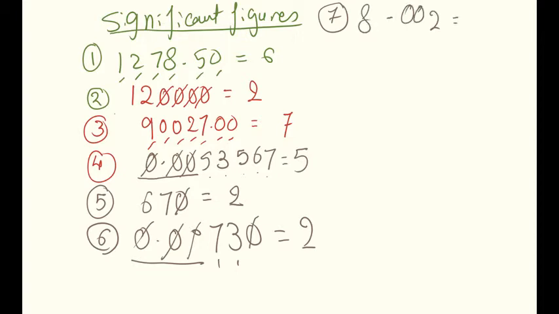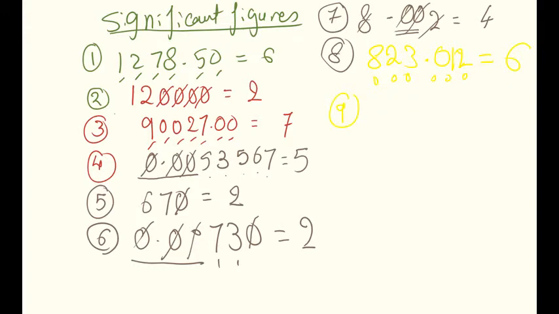Number 7: 8.002. All those numbers are significant because we have zeros between non-zero numbers. 1, 2, 3, 4. Number 8: 823.012. Also, all the numbers here are significant. 1, 2, 3, 4, 5, 6.